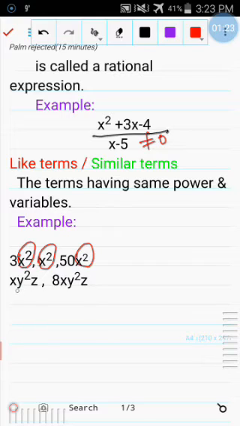In this case xy to the power 2z, and here also the variables xy to the power 2 and z, so these two terms are also like terms.